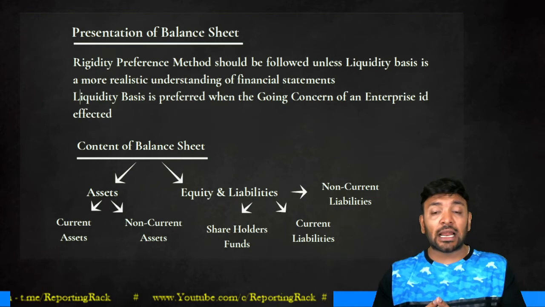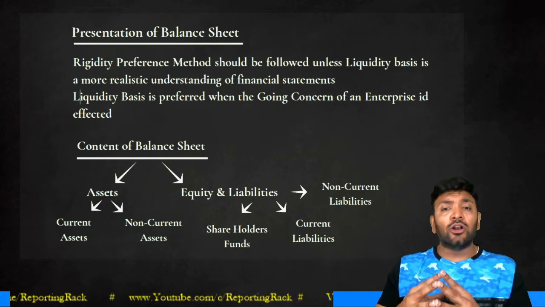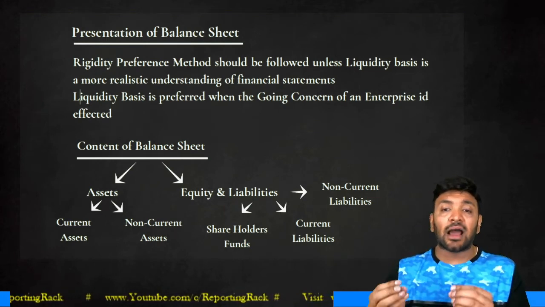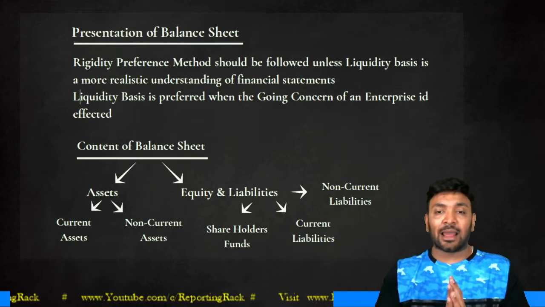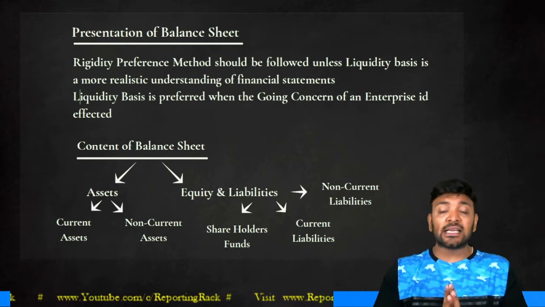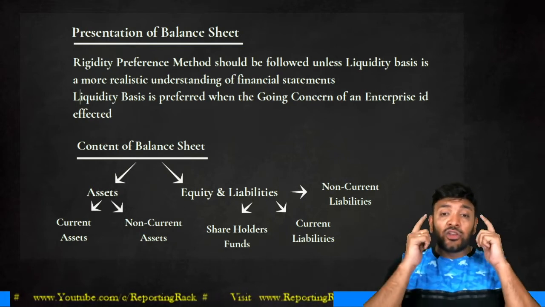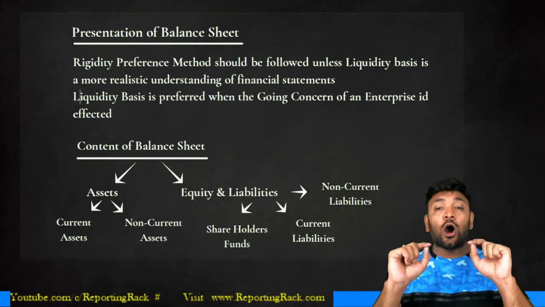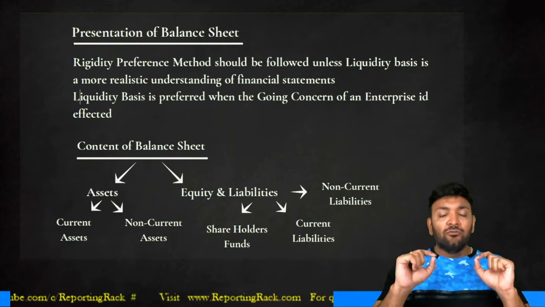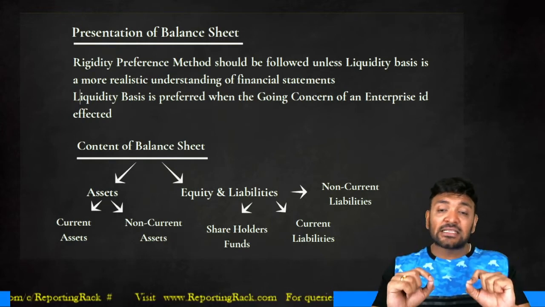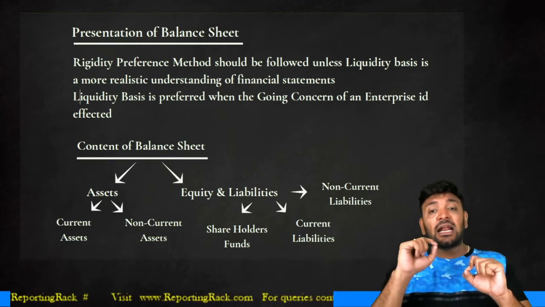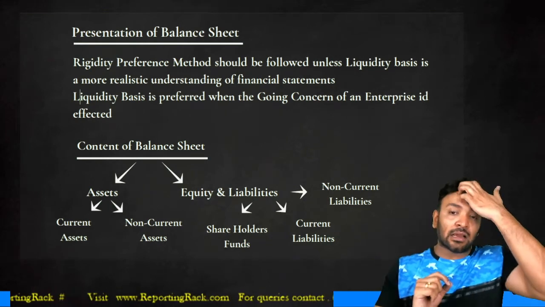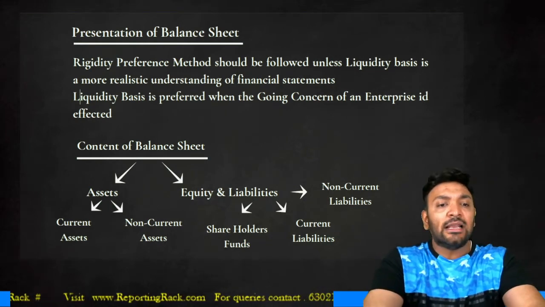Non-current assets and non-current liabilities are not mentioned because they are other than current assets and other than current liabilities. So what is a current asset? What is a current liability? You will come across one very, very important use of a word called operating cycle. We will first understand what an operating cycle is, and then we will start understanding the definition of current asset and current liability. What is an operating cycle?